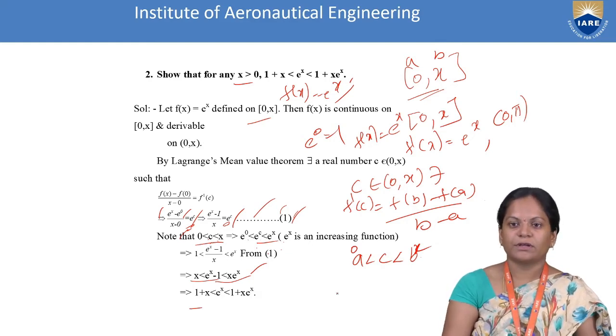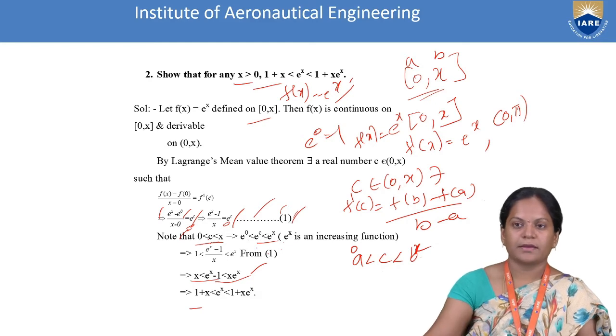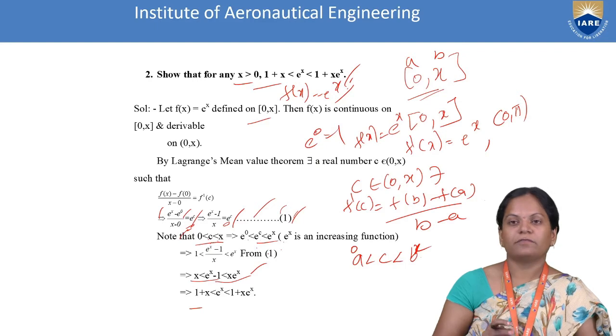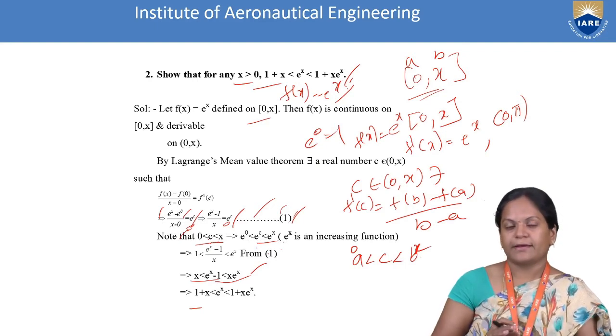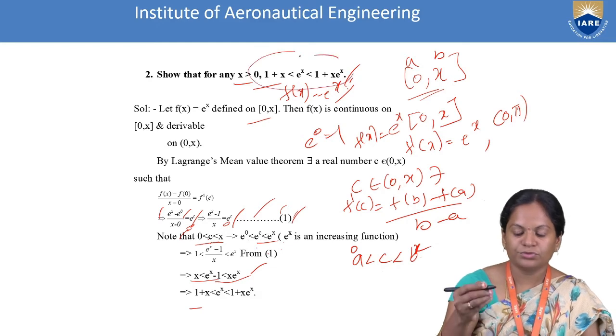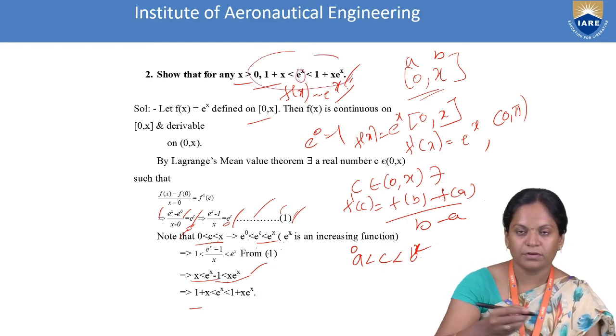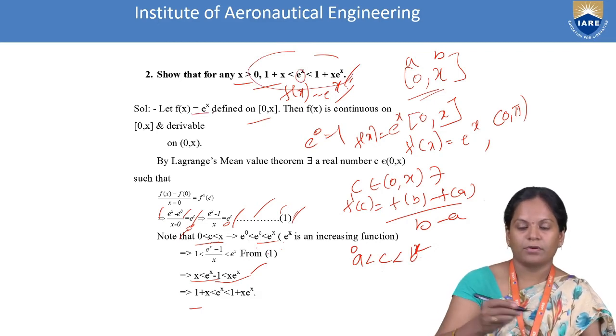So what we have to prove actually is 1 plus x less than e power x less than 1 plus x into e power x. So this we proved as it is. Whatever the inequality and whatever the given conditions, use Lagrange's mean value theorem. First we have to consider f of x. For this inequality, we have to choose f of x as the in between function. Here the in between function is the exponential function, so take f of x as e power x.